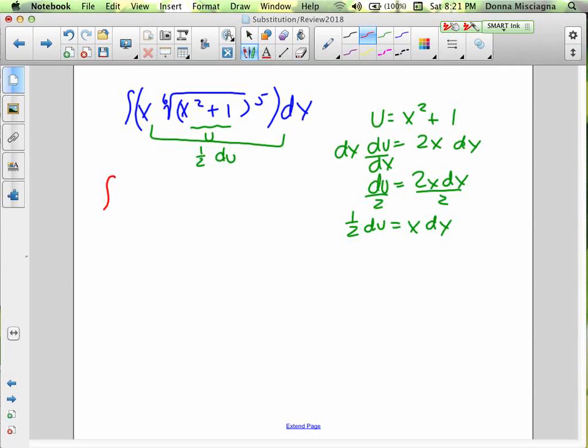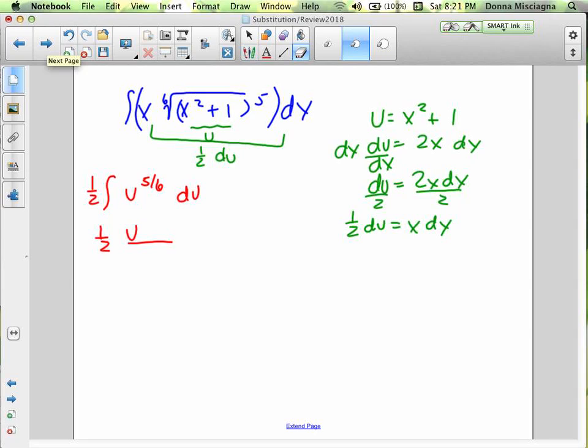All right, so we have 1/2, which we could factor out, times u. We need to rewrite that as an exponent, to the 5/6 power, du. Now just integrate it. So that would be 1/2 times u, add 1, so that would be 5/6 plus 6/6, that's 11/6. And you're going to divide by 11/6, not 11/16. And you're going to divide by the same thing, plus c. Dividing by 11/6 is the same as multiplying by 6/11.